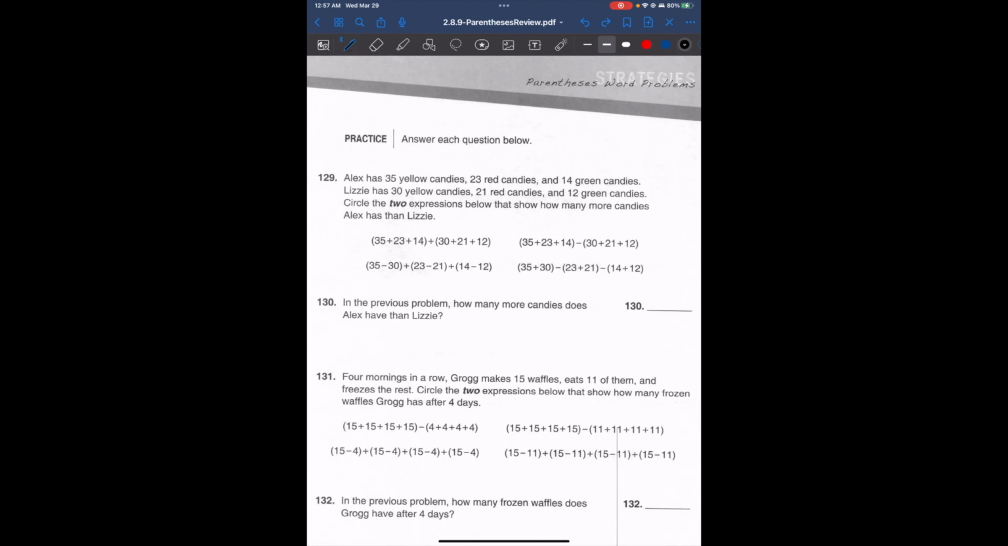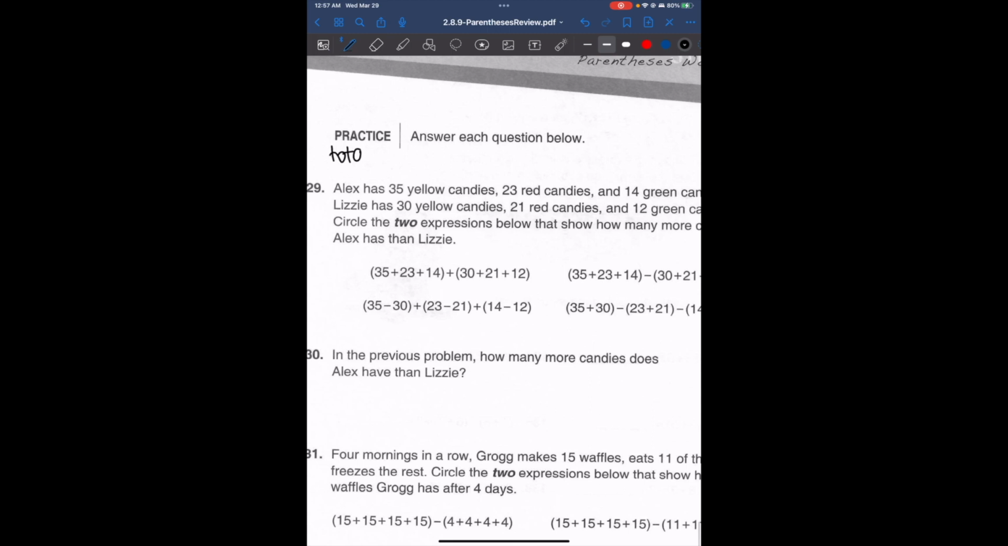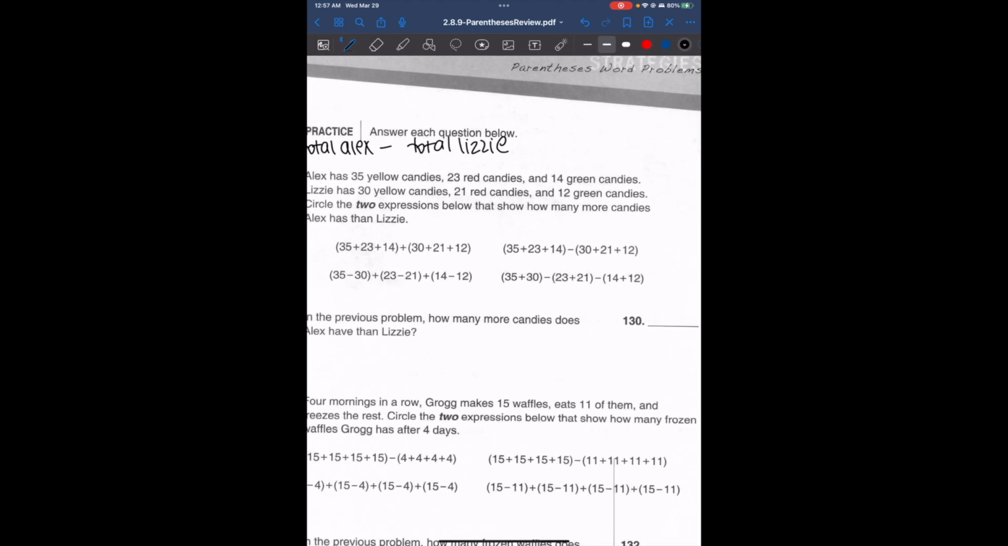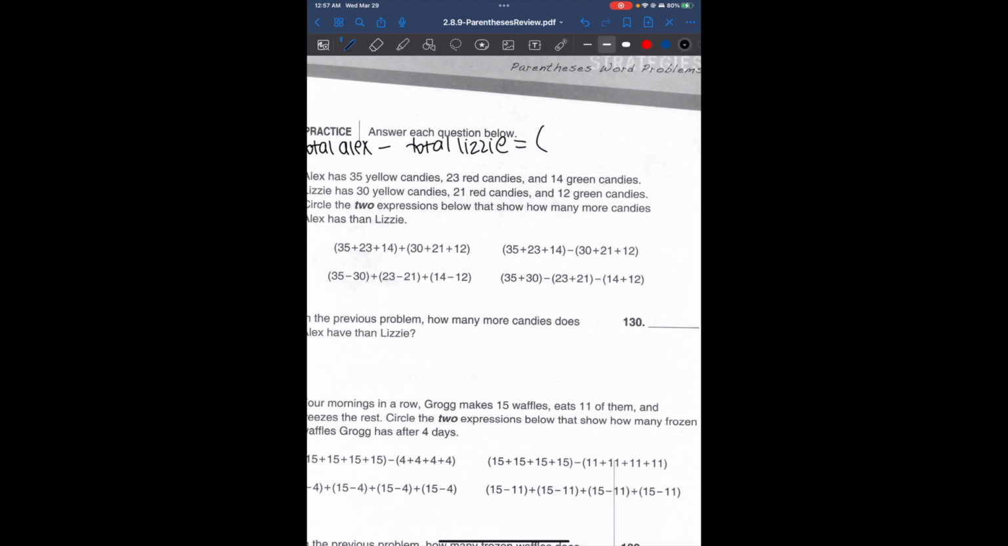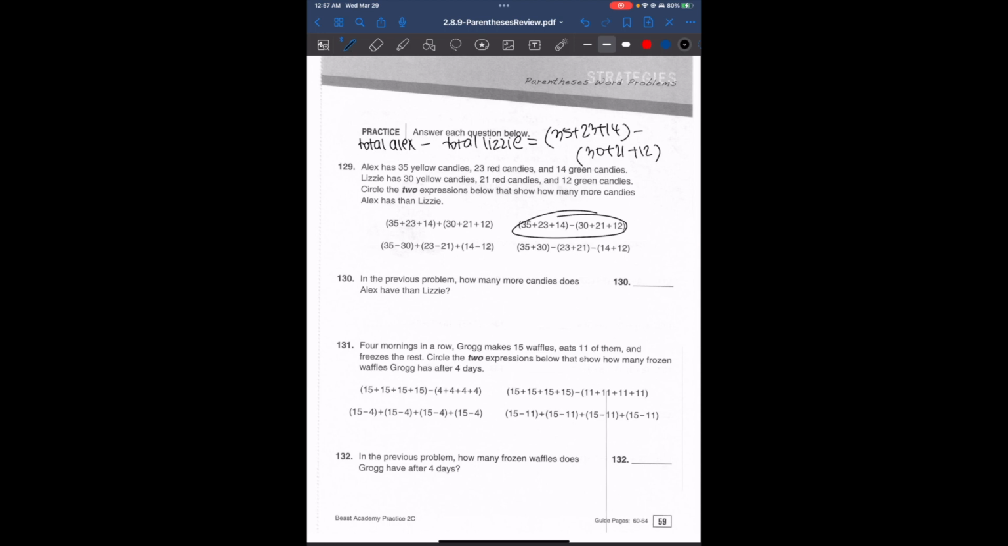So again, we can do total number of candy that Alex has minus total number of candies that Lizzie has. That can be expressed by total number of Alex, which is 35 plus 23 plus 14, minus total number that Lizzie has, 30 plus 21 plus 12. And so that's going to be our second option.